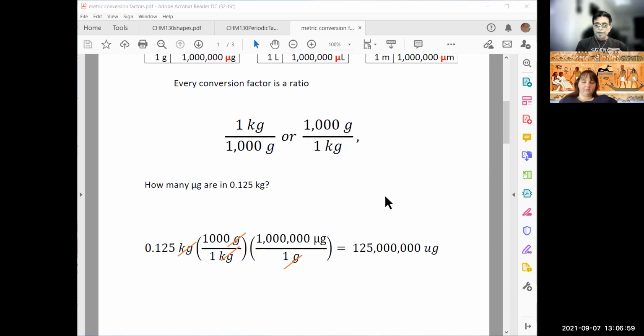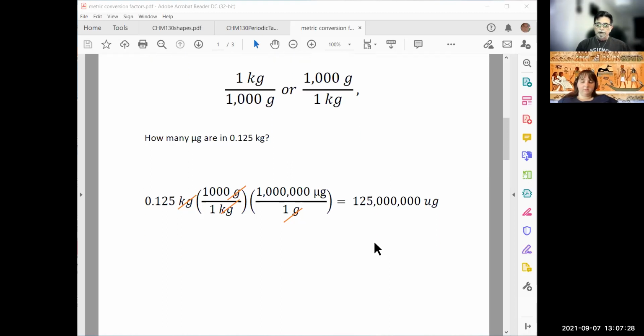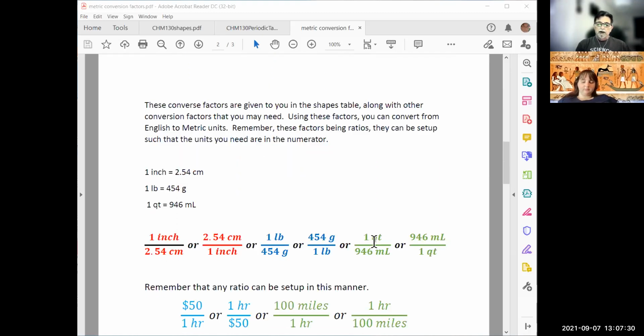So I need one more factor to convert that 0.125 kilograms to micrograms. Again, I needed to set it up so I can cancel the unit grams by another factor. So my last factor here, I set it up with grams in the denominator so you can see how they cancel. Okay. Then finally just do the math, and now you have units of micrograms, which is where you want to get to.